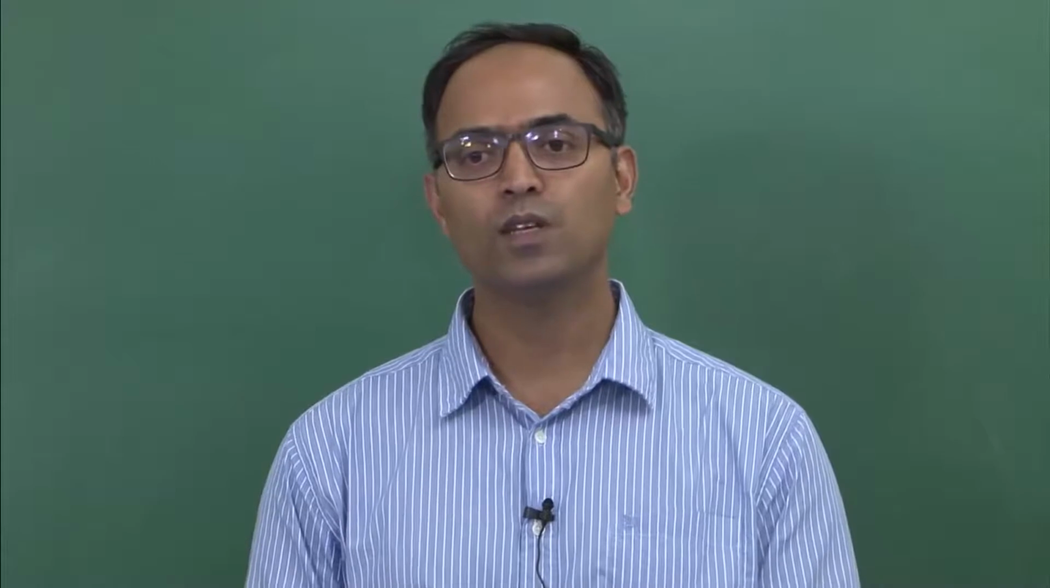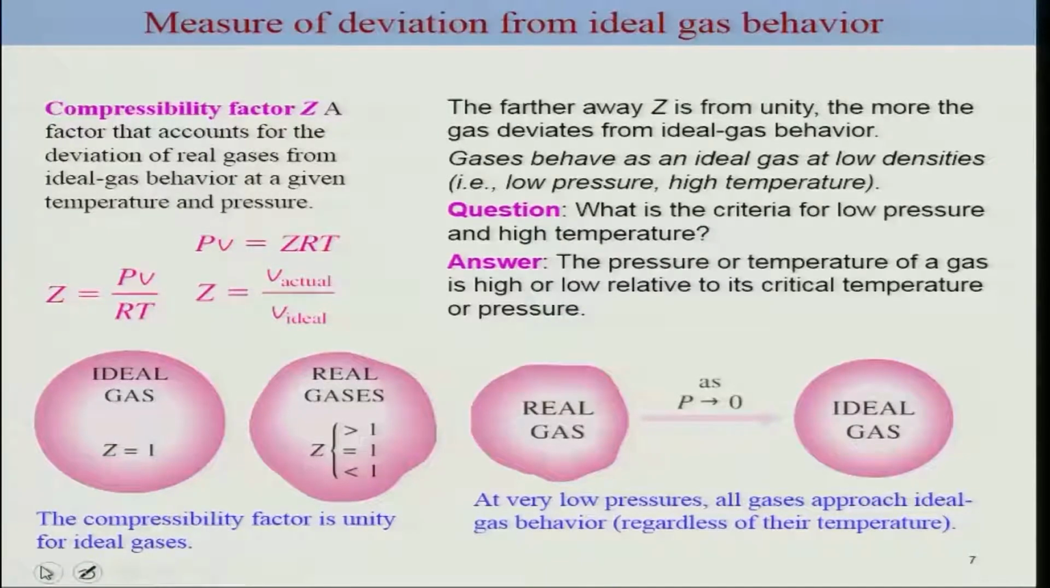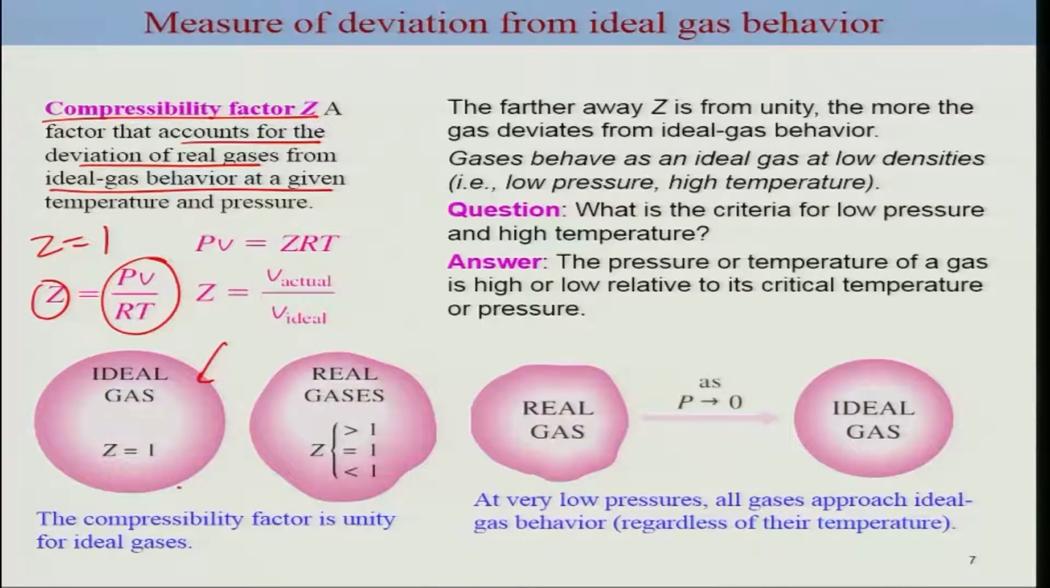Now, the ideal gas is easy and convenient to use, but it deviates from real gas properties under certain conditions, and this is why we also need to look at certain parameters which identify this kind of deviation. This parameter or factor is called the compressibility factor, and it accounts for the deviation of real gas from ideal gas behavior at a given temperature and pressure. So we can write that Z is nothing but PV by RT. For the case of an ideal gas, Z is 1, and any deviation from Z equal to 1 is a representation of deviation from the ideal gas behavior. A real gas can have Z greater than 1, equal to 1, or less than 1. If it deviates from Z equal to 1, the real gas deviates from the ideal gas behavior.